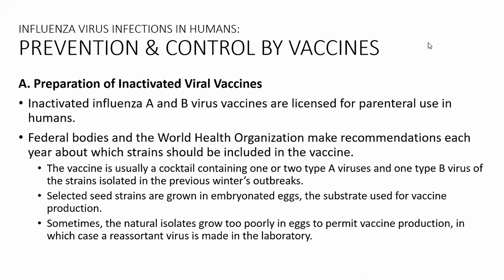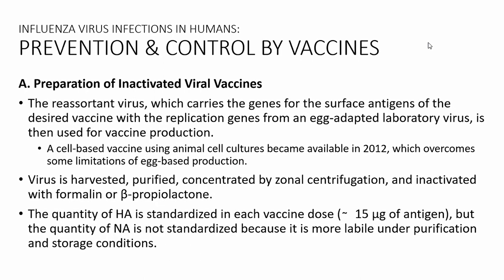Selected seed strains are grown in embryonated eggs, the substrate used for vaccine production. Sometimes the natural isolates grow too poorly in eggs to permit vaccine production, in which case a reassorted virus is made in the laboratory. The reassorted virus, which will carry the gene for the surface antigen of the desired vaccine with the replication genes from an egg-adapted laboratory virus, is then used for vaccine production. A cell-based vaccine using animal cell culture became available in 2012, which overcomes some limitations of egg-based production.